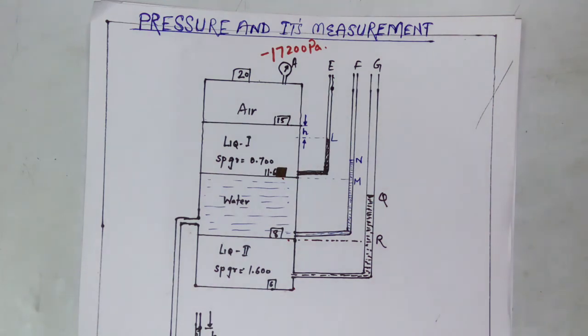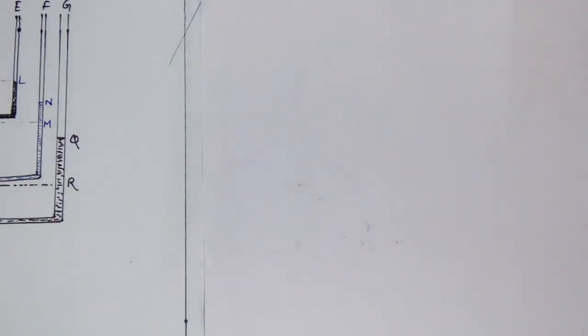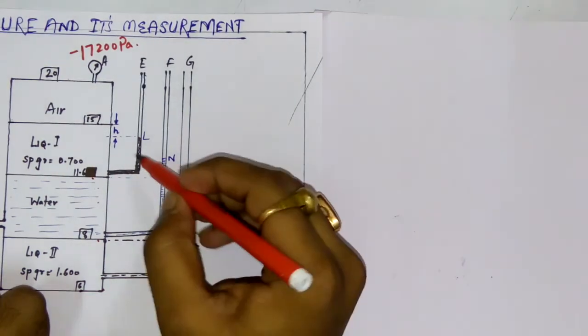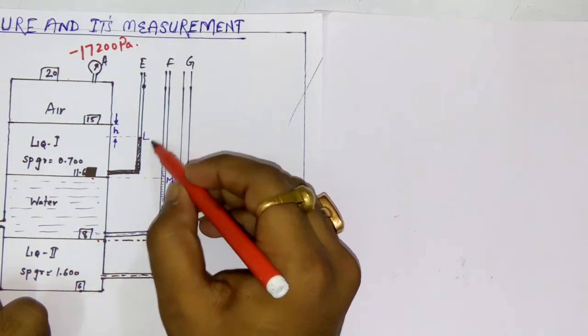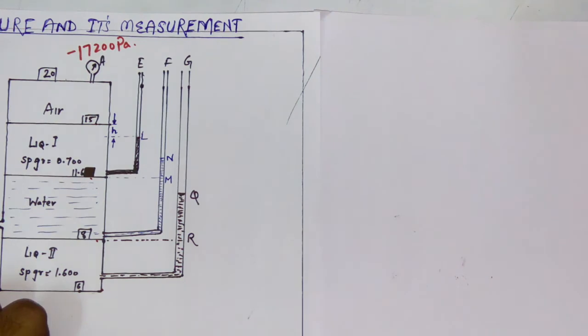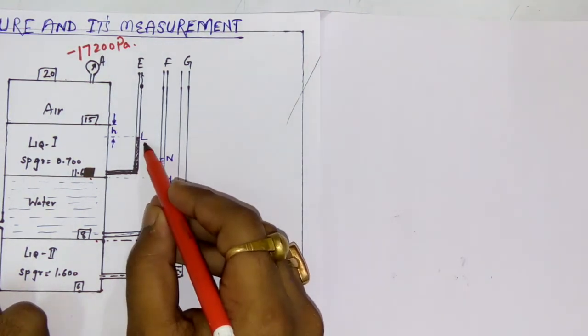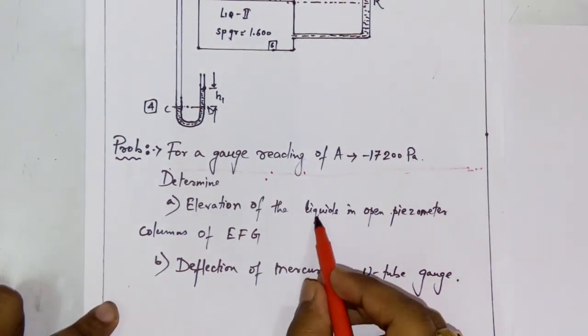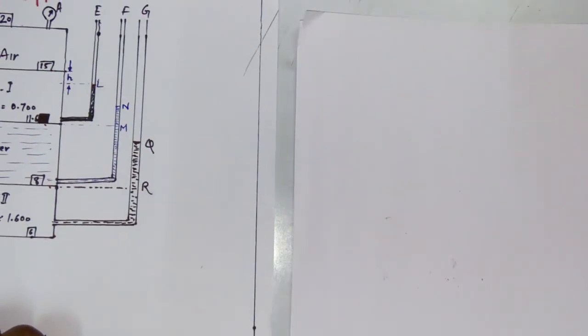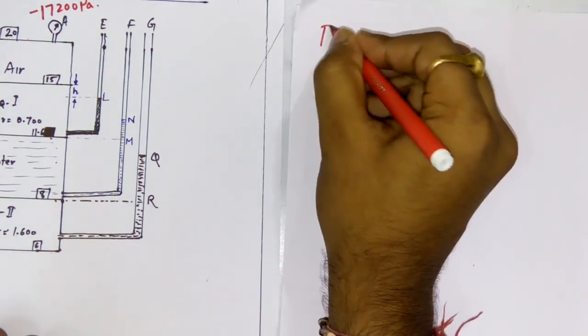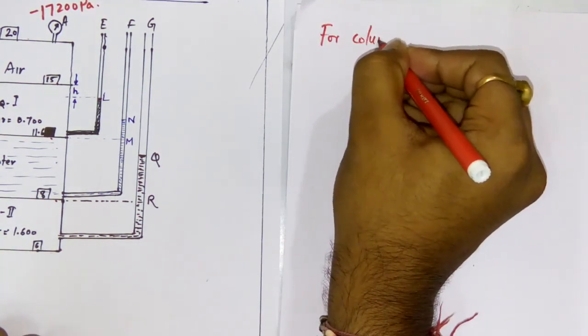Let's start solving this problem. I'm keeping it here and solving it side by side. First we will find this elevation, that is this L, that means how much L is above the datum line. The elevation of this point L we need to find. Please read the question: elevation of the liquids in open piezometer columns E, F and G. So I'm writing the heading for column E.